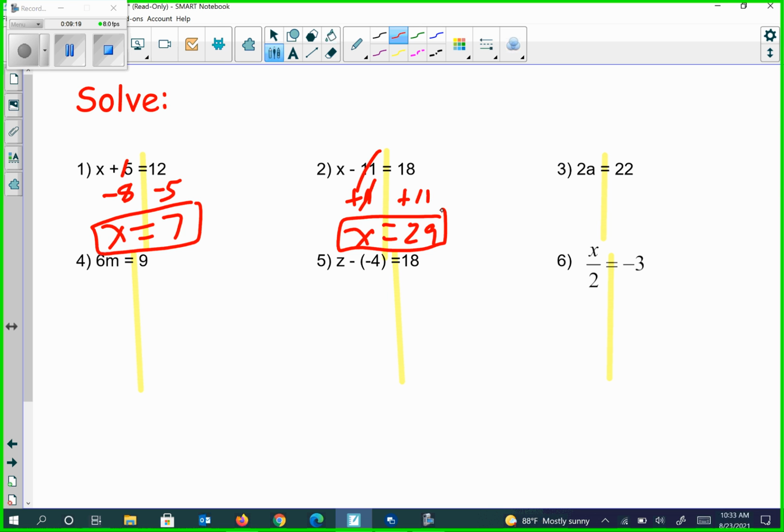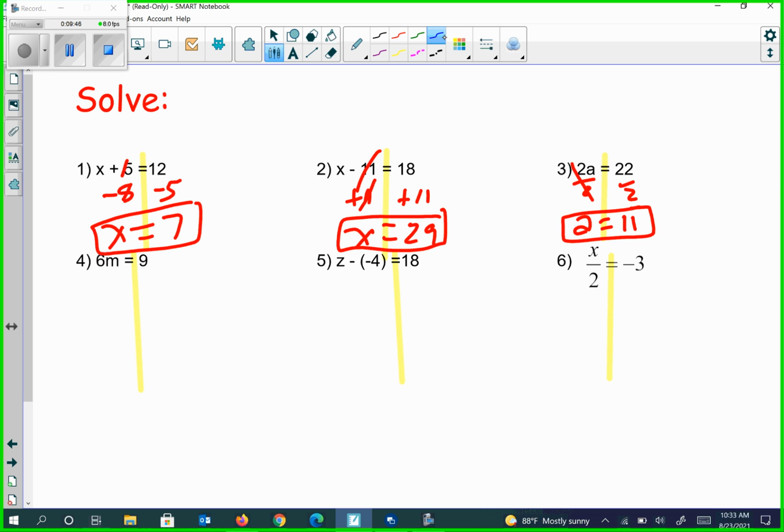Number 3, how would 2 and a be held together? What do you think? They're being multiplied together. So what is the inverse of multiplication? Division. Ta-da. So if I divide each side by 2, those cancel. So I get a is equal to 22 over 2, I think is 11. That seems pretty straightforward.